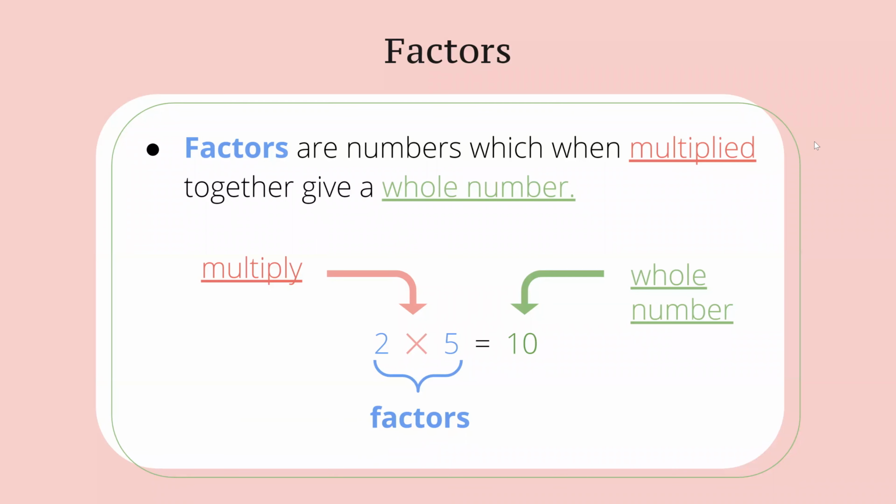By definition, factors are numbers which, when multiplied together, give a whole number. For example, how can we use multiplication to get 10? We have 2 times 5 equals 10. Therefore, 2 and 5 are the numbers that are multiplied together to get another whole number, 10. Therefore, 2 and 5 are factors of 10.